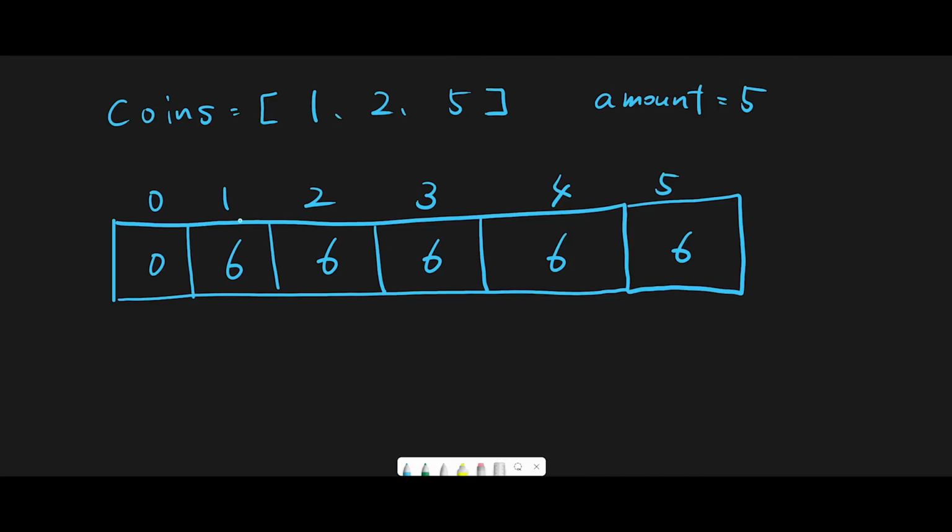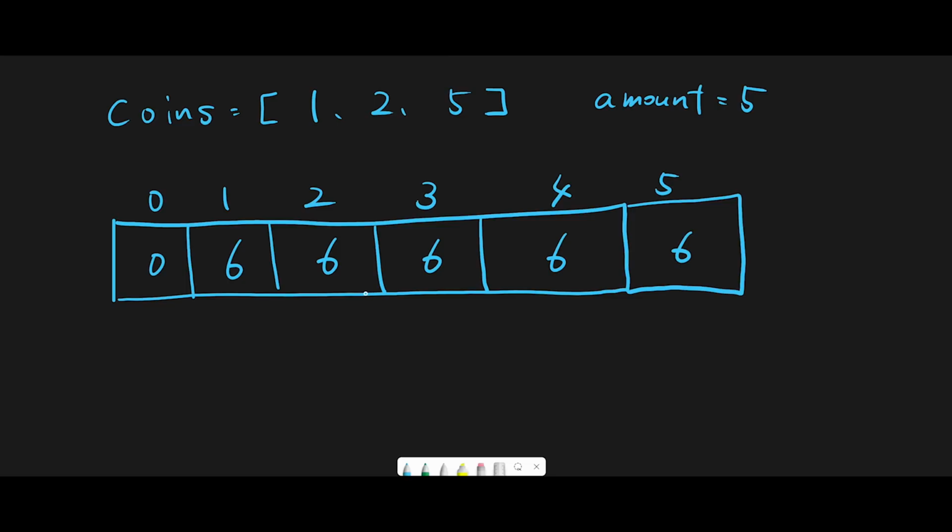So that means index 1 means amount 1. Index 5 is amount 5. So we will keep the minimum number of coins to make up each amount. So we initialize each value with 6, which is amount plus 1. So you can put any number greater than amount or a negative number such as -1, I mean an impossible number.